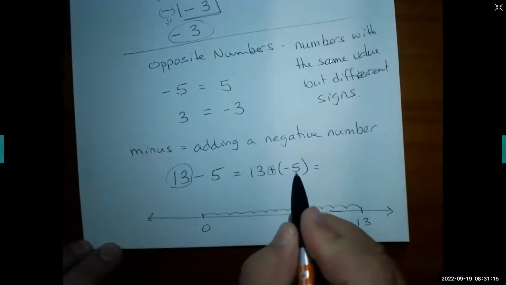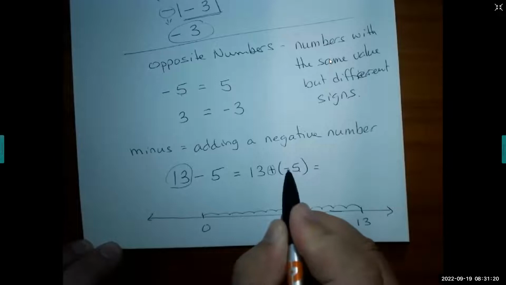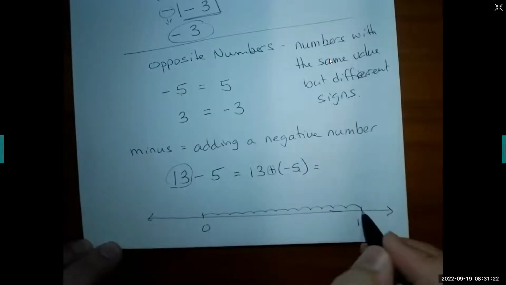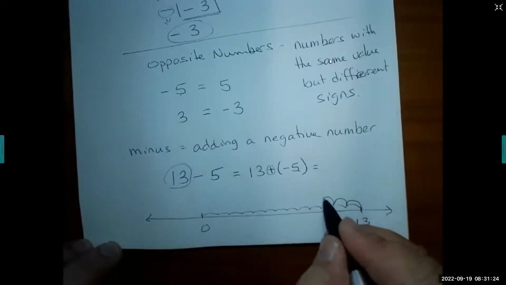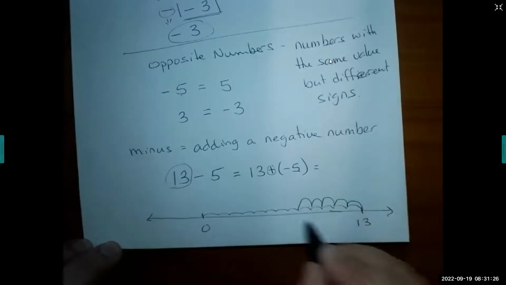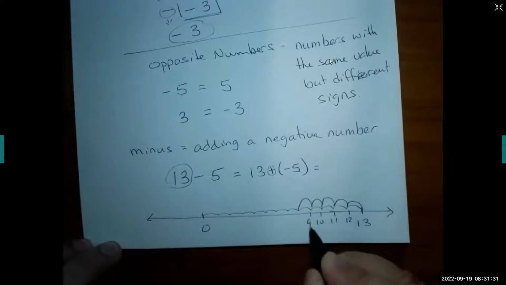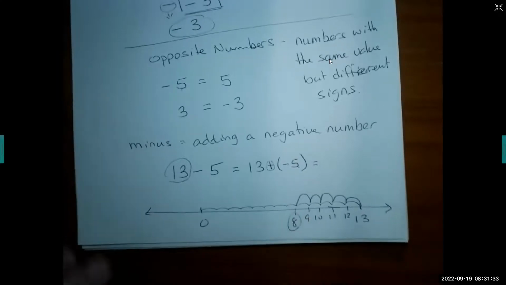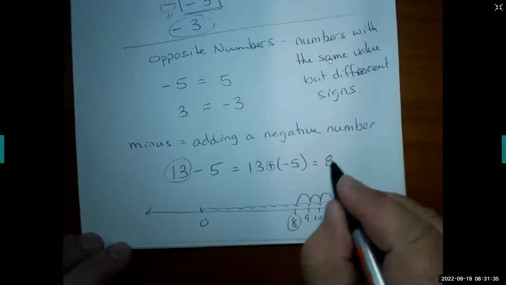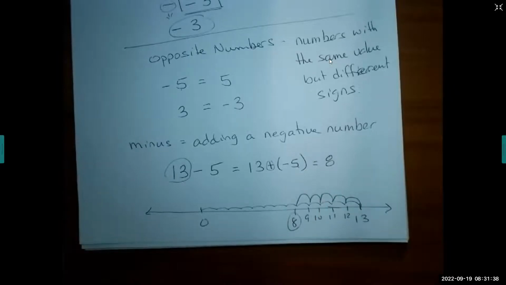And then we're changing 5. Which direction does it go? It goes to the left 5 spaces. So 1, 2, 3, 4, 5. So this is 12, 11, 10, 9, 8. So that's what our answer is. Our answer is 8. 13 minus 5 is 8. This is what it really means. Because there is no subtraction. It's simply adding in the opposite direction.